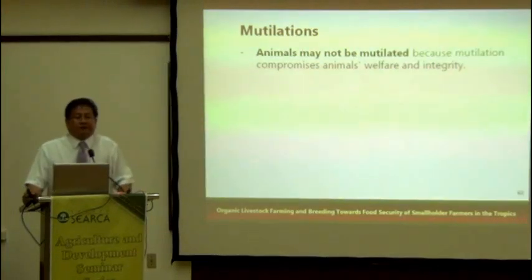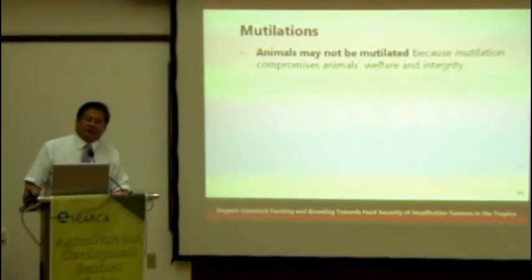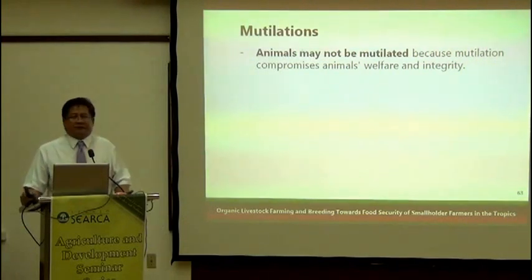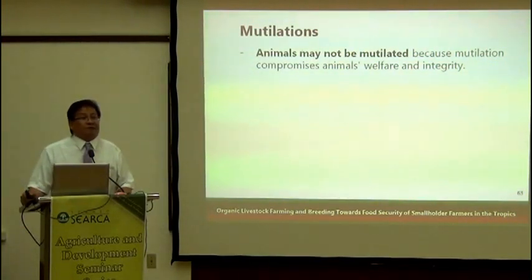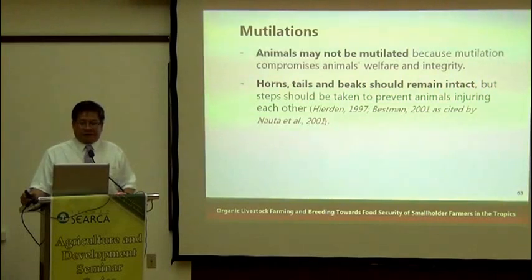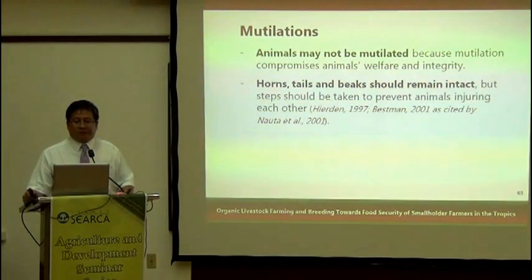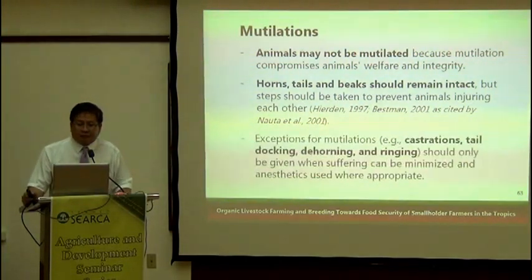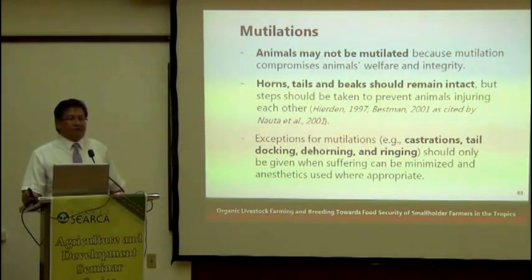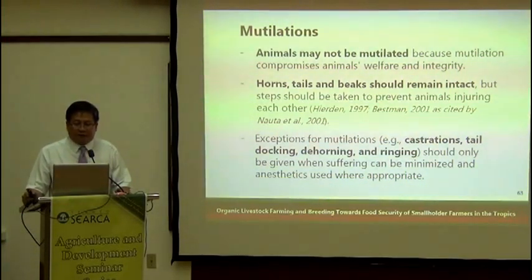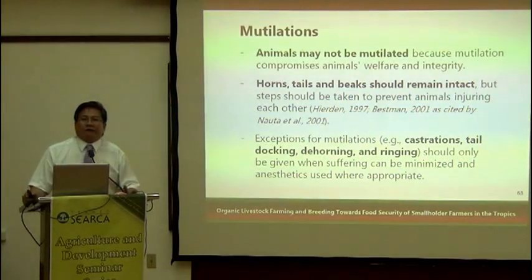The next issue would be about mutilations. Animals may not be mutilated. Why? Because mutilation compromises the animal's welfare and integrity. Although some professors, I think, also consider this in their lectures when they put up those animal production courses, maybe for swine, cattle, or poultry. The horns, the tail, the beak should remain intact, but steps should be taken to prevent animals from injuring one another. There are exceptions for mutilations. For example, if you practice castration, tail docking, dehorning, and toe clipping, they could be done, but only when suffering can be minimized, and use anesthetics whenever appropriate.